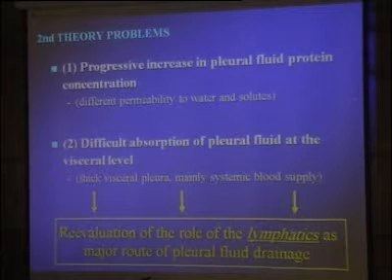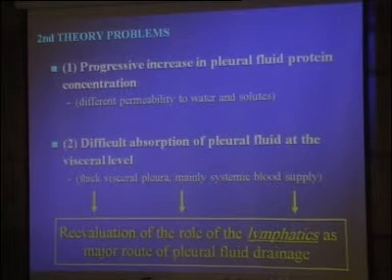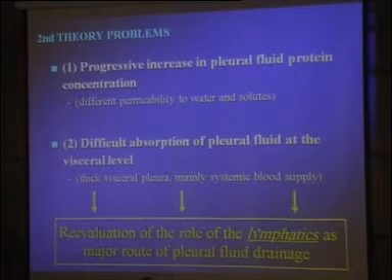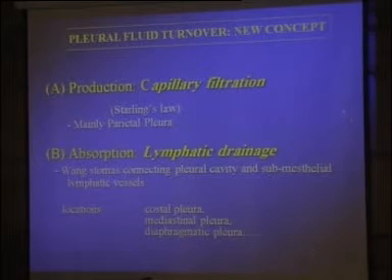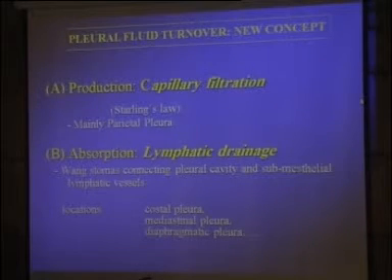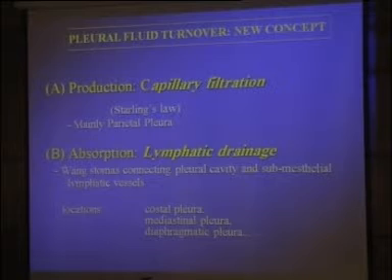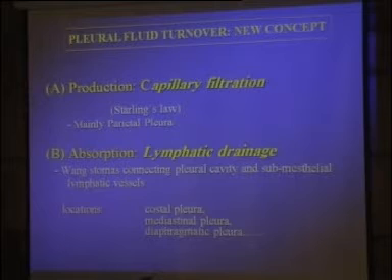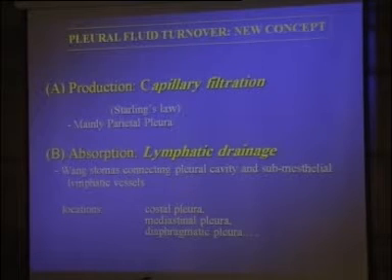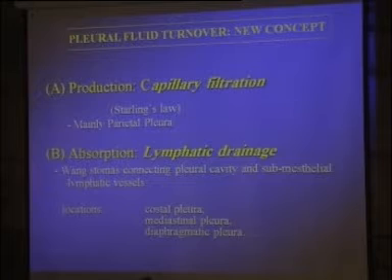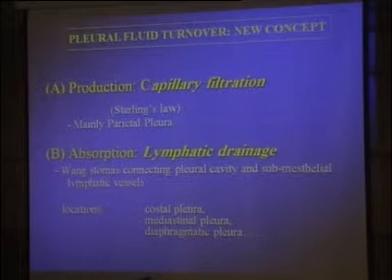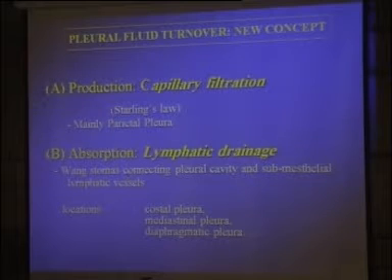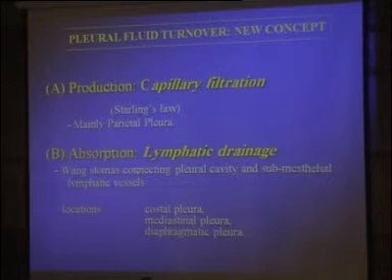Then it means that there is another way for absorption, and I would like to discuss the important role of the lymphatics as major routes of pleural fluid drainage. The new concept concerning pleural fluid turnover is that filtration, I mean the production, is mainly from the parietal pleura, mainly due to Starling's law. But what is very important at the present time is a way of absorption, which is the lymphatic drainage through the Wang stoma, which are the special stoma connecting the pleural cavity and the submesothelial lymphatic vessel.